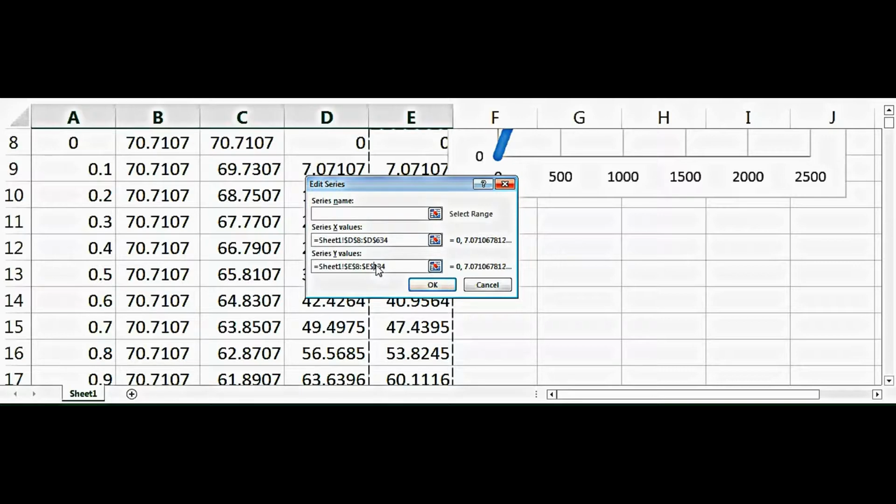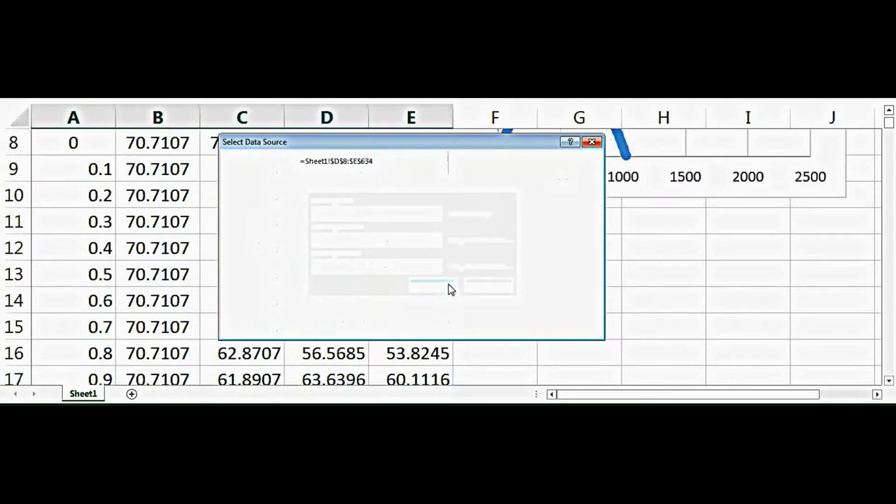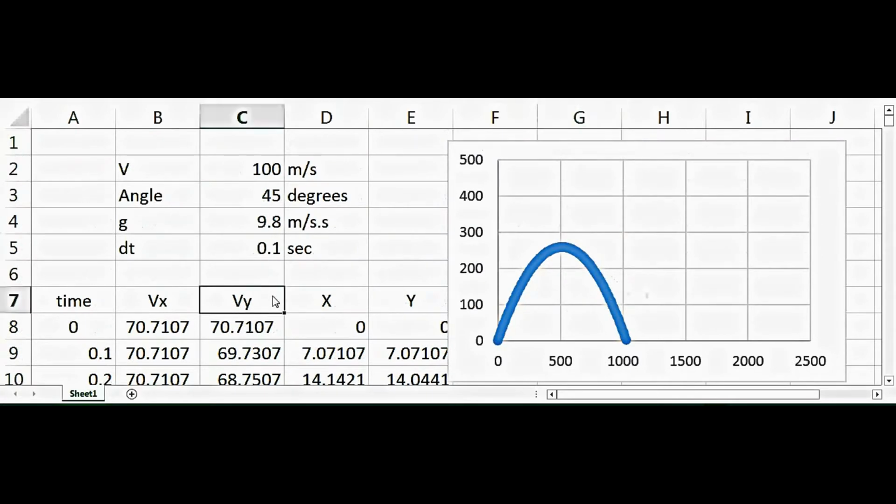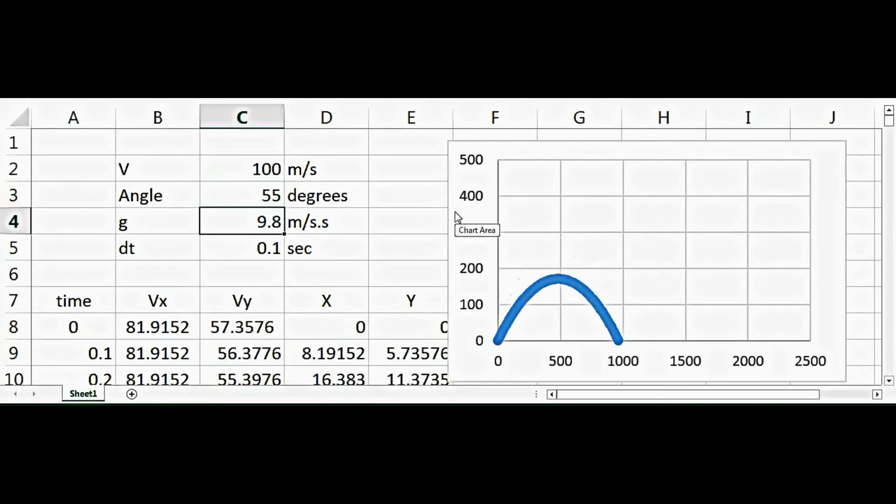Now we can look at this again. As you can see, when I have 45 degrees, it goes to around 1000, or 1039, and if I change it to 55, then instead of going to 1059, it goes to 982. As you remember from learning about the trajectory of a ball, the ball goes to the maximum distance when the angle you throw at is 45 degrees.